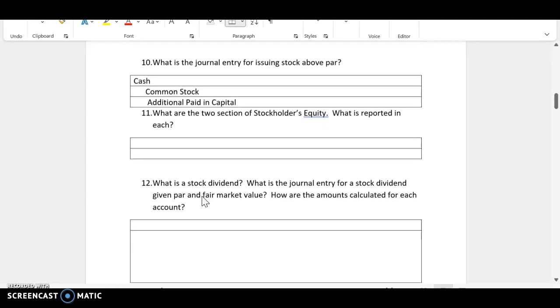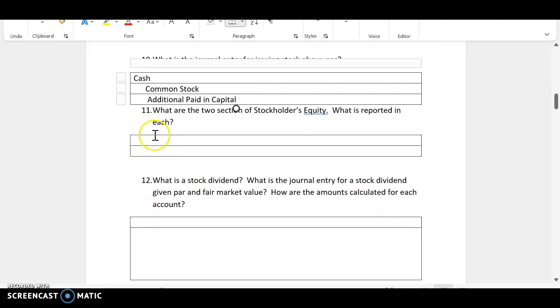Okay, what are the two sections of stockholders' equity? What is reported in each? Well, the first one is paid in capital. And this is everything to do with stock.